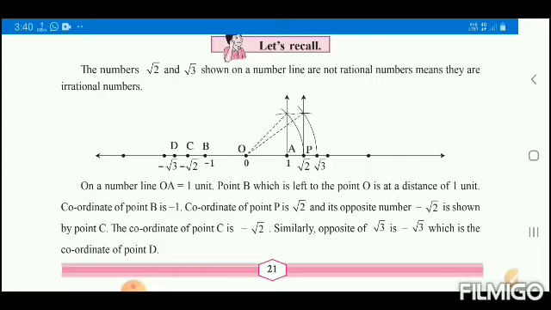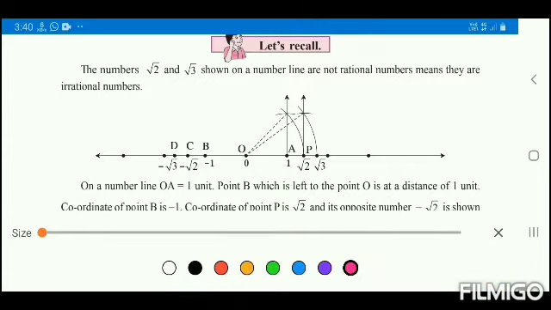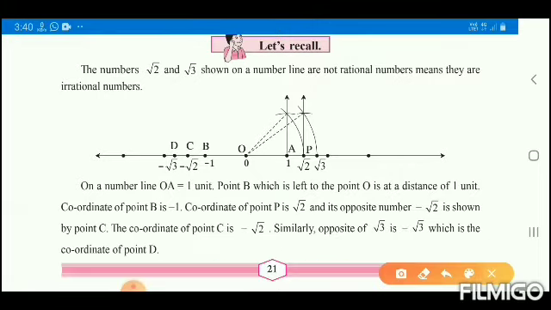Look here, they showed the number line. They had taken the point 0, that is the origin point. Next, they had taken the distance of 1 centimeter. Then next here 2 centimeter will be there. Here also -1, -2 and so on. Now we want to show the numbers root 3 and root 2 on the number line. So what do we have to do?